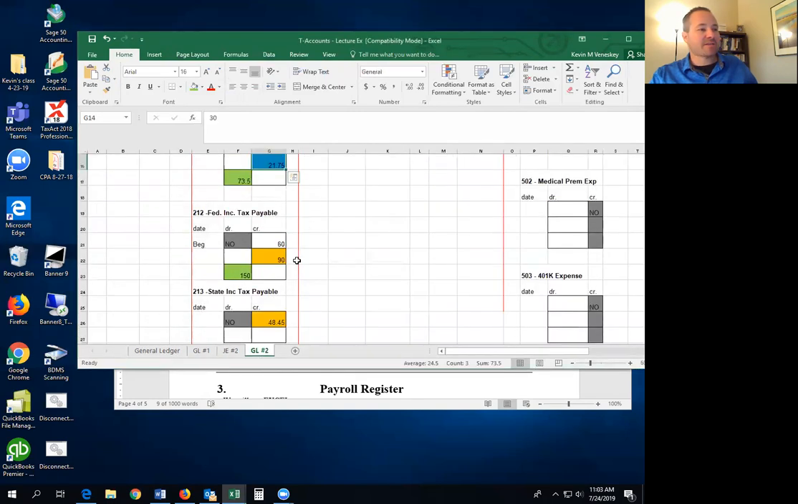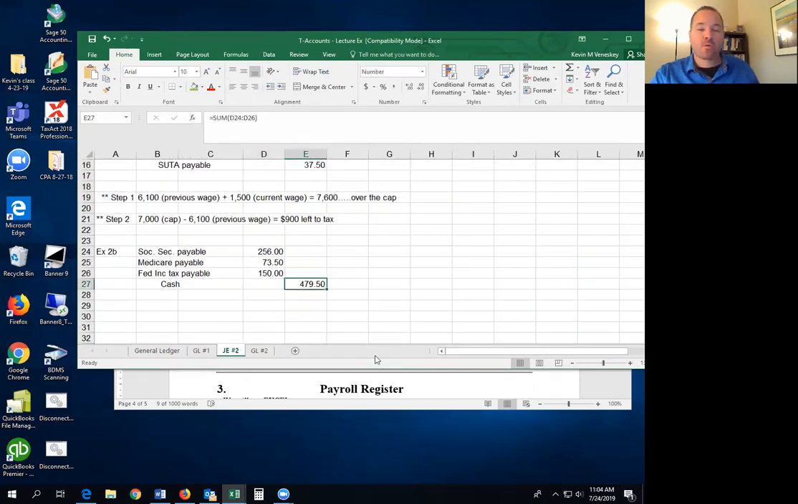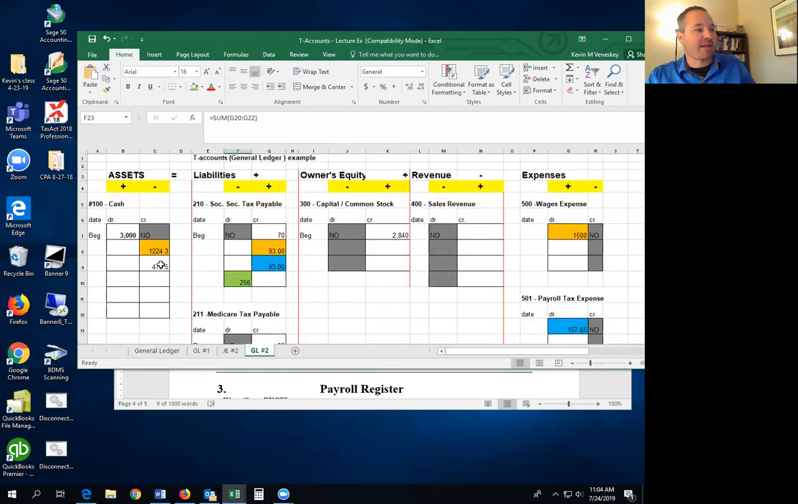Federal income tax, I only had the two items, my beginning and then the employee, what they had taken out of their check, $150. When we add all three of these together, we are writing a check to the IRS for $479.50. And then I would want to show that in my cash T account.